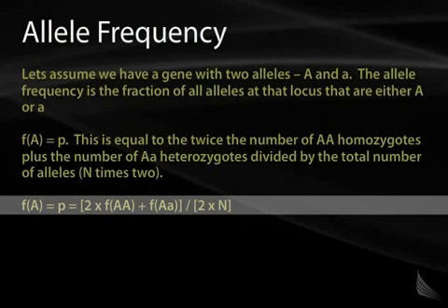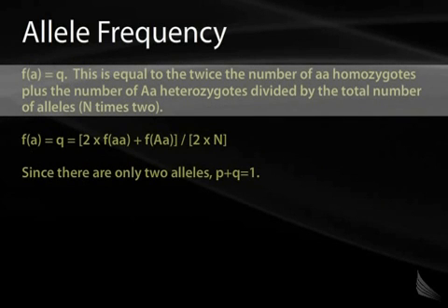Now what we're going to do is take that number and divide it by 2 times the number of people in the population. Why? Because every individual has 2 alleles, right? So 2 times the number of individuals will give us the total number of alleles. So now we have the number of big A's divided by the total number of alleles. That gives us the frequency of big A, or P.